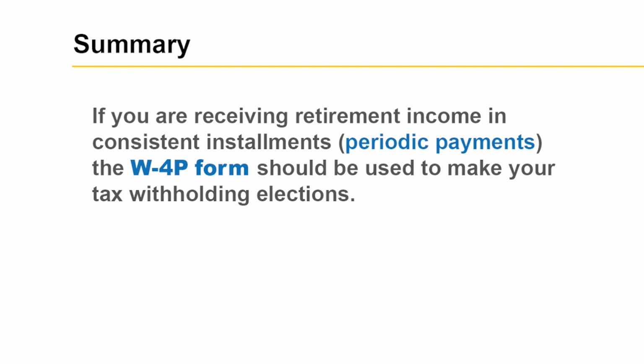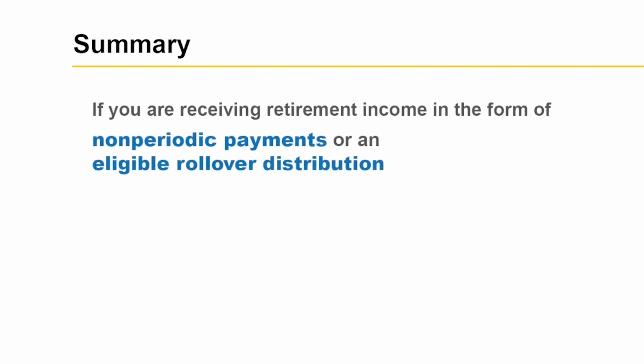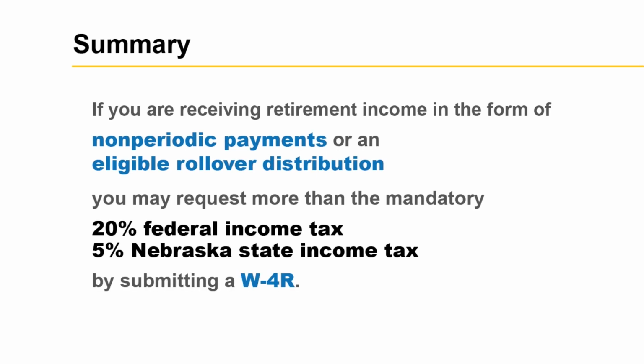To summarize, if you are receiving retirement income in consistent installments or periodic payments, the W4P form should be used to make your tax withholding elections. If no withholding form is received, or your form is filled out incorrectly, then default rates will apply. If you are receiving retirement income in the form of non-periodic payments or an eligible rollover distribution, you may request more than the mandatory 20% federal tax by submitting a W4R, and more than 5% Nebraska state tax by submitting a W4N.